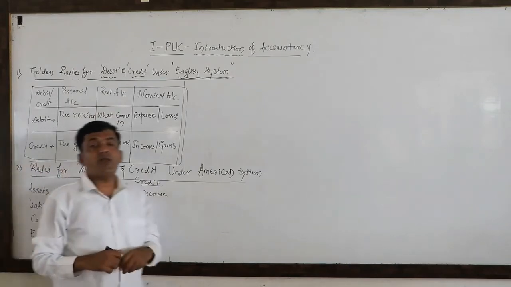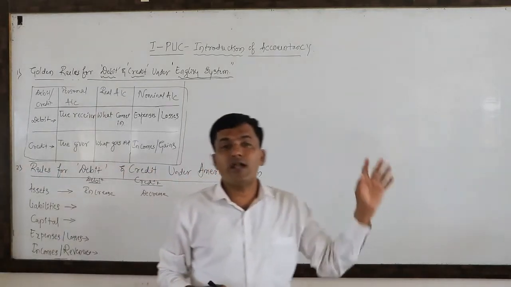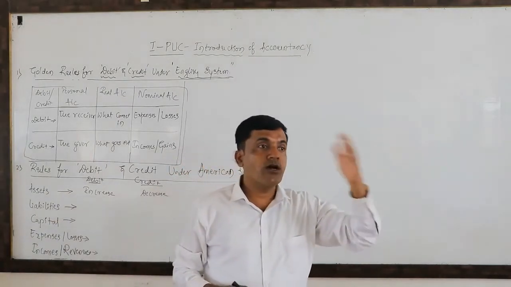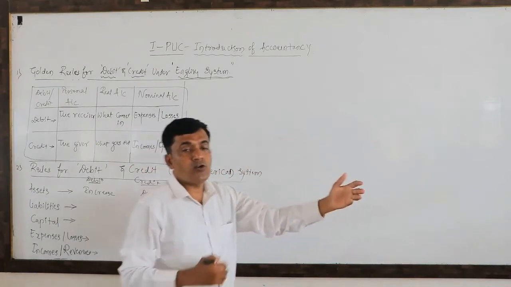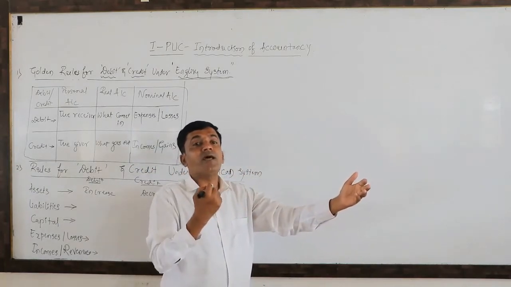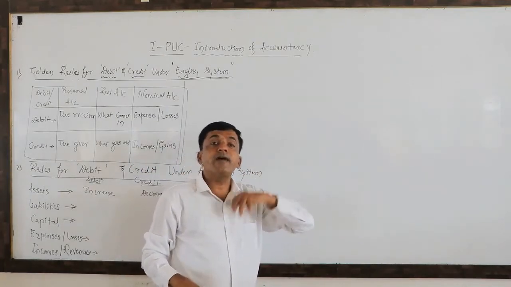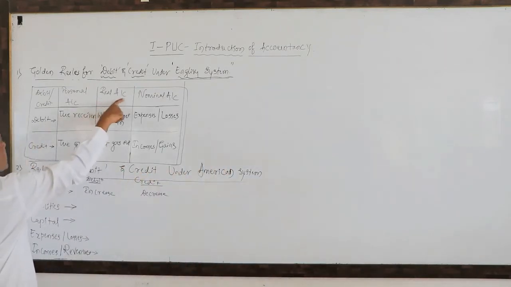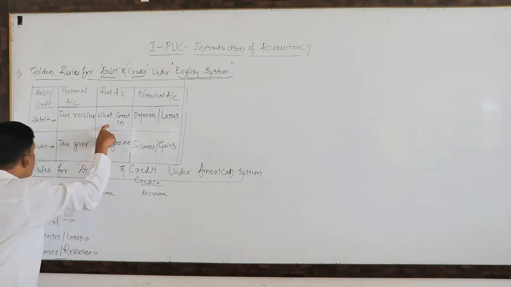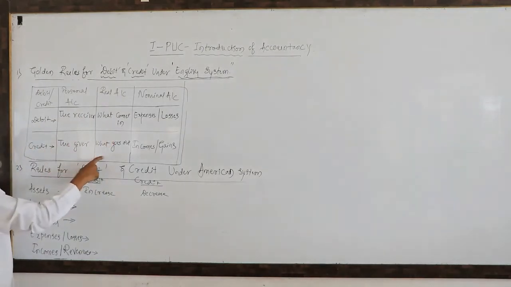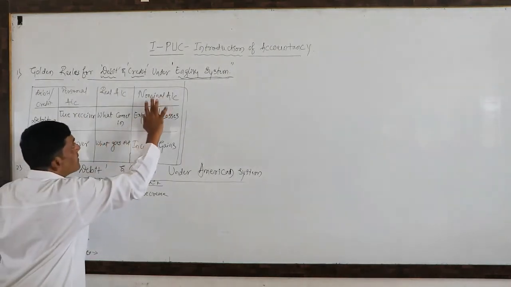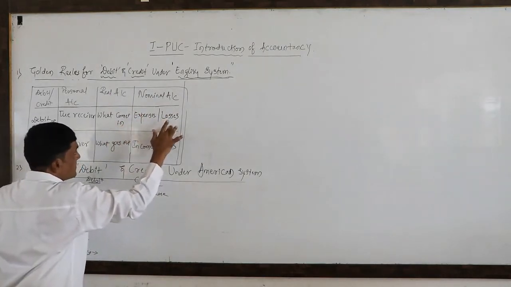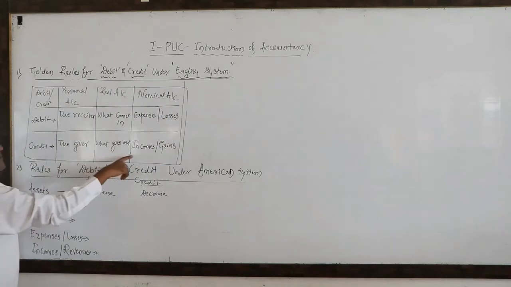If you purchase one book by paying rupees 100, the book comes in and cash goes out. Book comes in means debit the book account, credit the cash account. Similarly, under the real account, debit what comes in, credit what goes out. Lastly, under the nominal account, debit expenses or losses, credit incomes or gains.